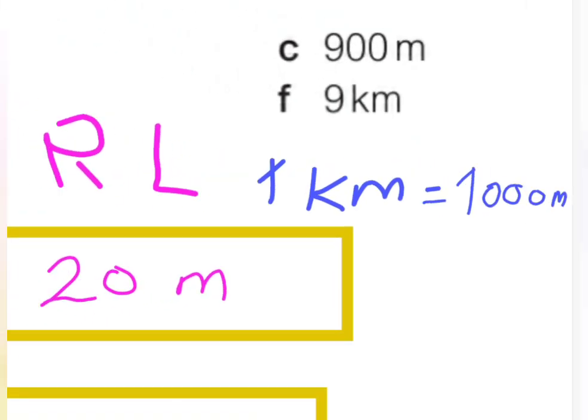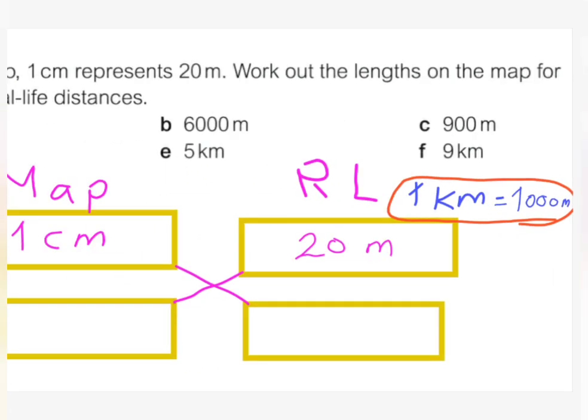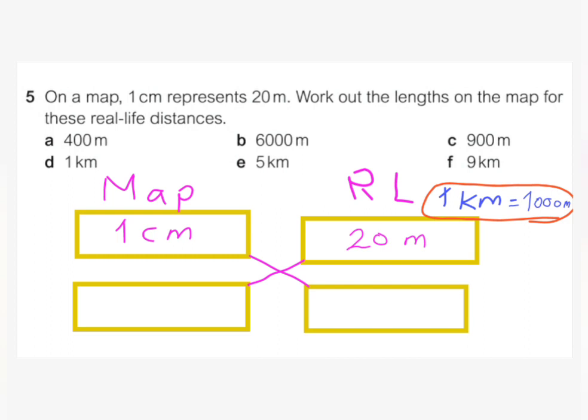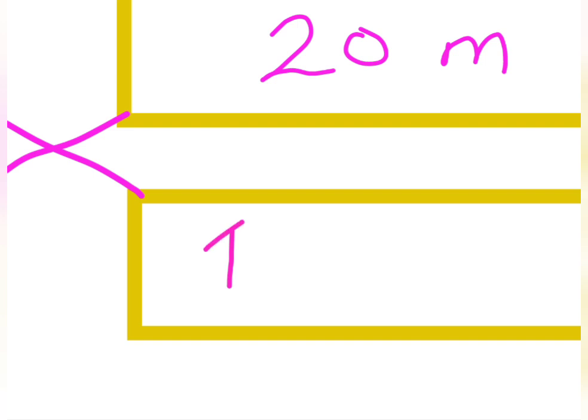Now I'm going to use this scale to turn kilometers into meters. Now 1 kilometer means 1000 meters. After turning them into meters, I will put them here. Same idea for E and F. So I turned 1 kilometer into meters and it's going to be 1000. So I put 1000 meters here.